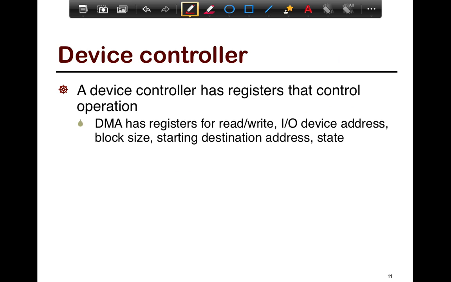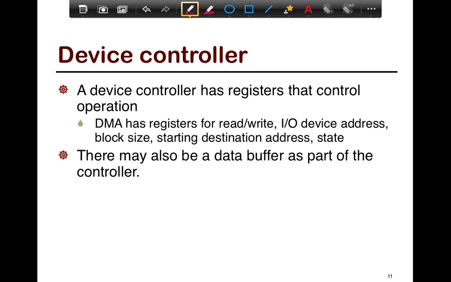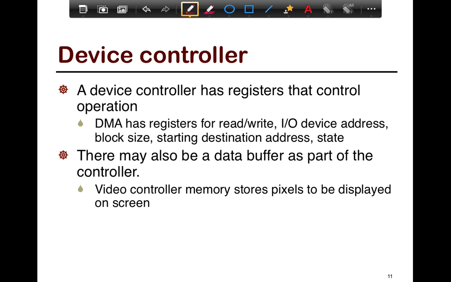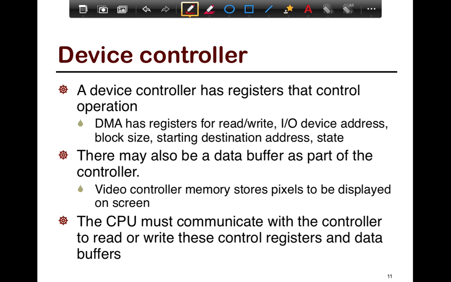So the device controller has registers that control operations. We look at DMA, which stands for direct memory access, in a second to look at what kind of information is typically provided. There may also be a data buffer sometimes as part of the controller. This is, again, to absorb the long latencies that you may encounter in some I/O devices. And the CPU's goal is to essentially communicate with the controller, the registers, and the data buffers.